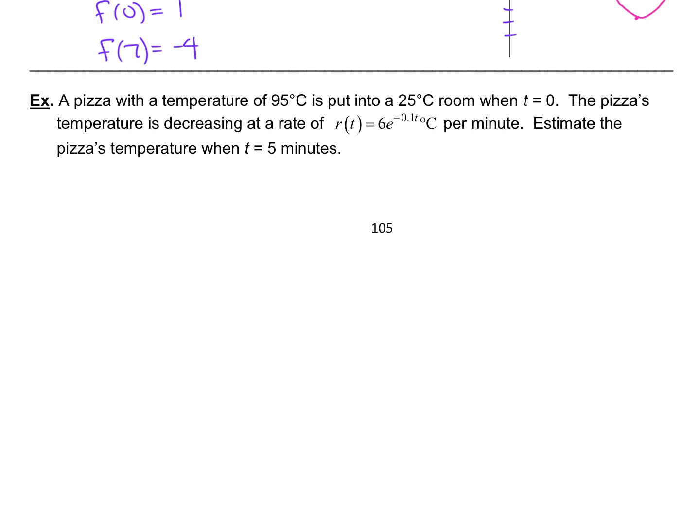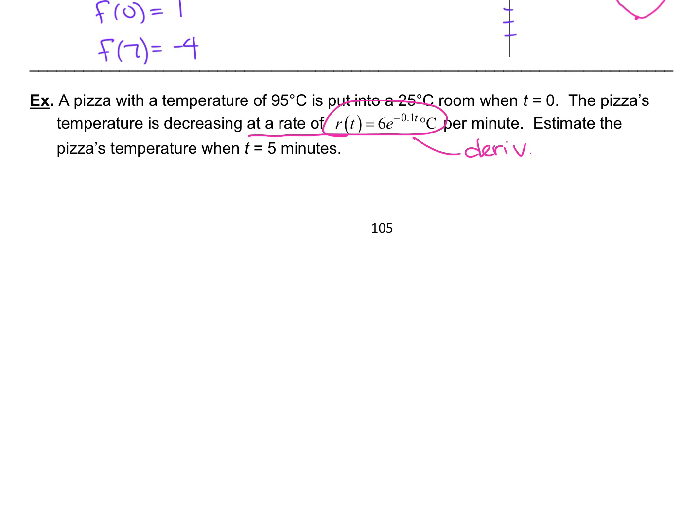Okay? All right. So it tells us a pizza with a temperature of 95 degrees Celsius is put into a 25 degrees Celsius room when t equals 0. The pizza's temperature is decreasing at a rate of R equals this. Essentially, decreasing at this rate means this is my derivative, right? You don't have to worry about the decreasing part. It's just saying it's going down in temperature, and that would make sense for this kind of situation. We would like to estimate the pizza's temperature when t equals 5 minutes.